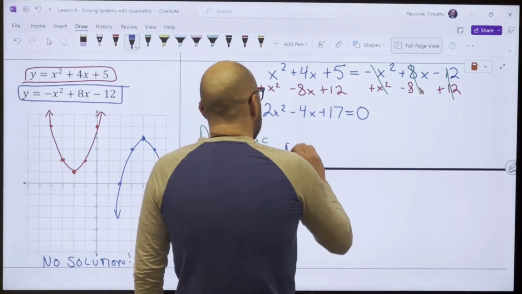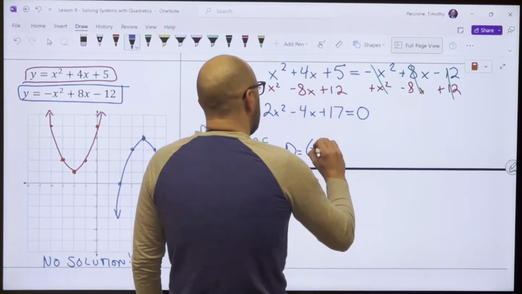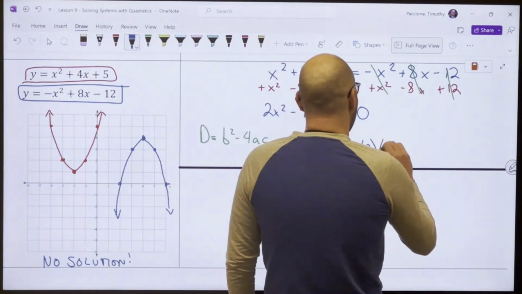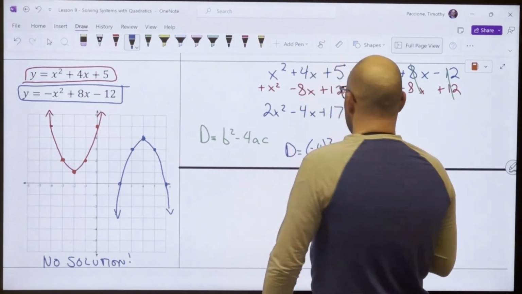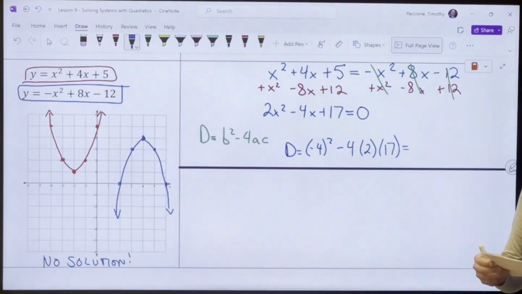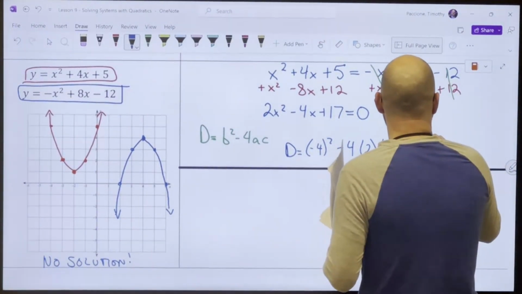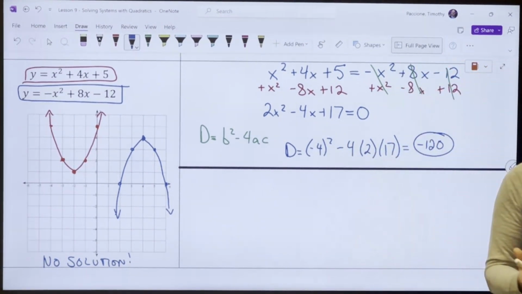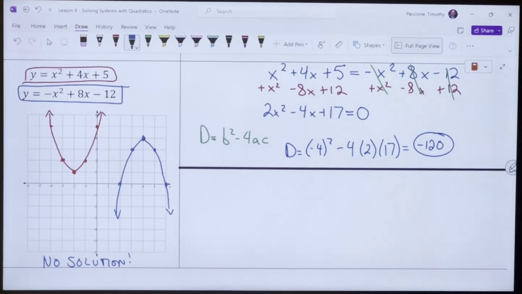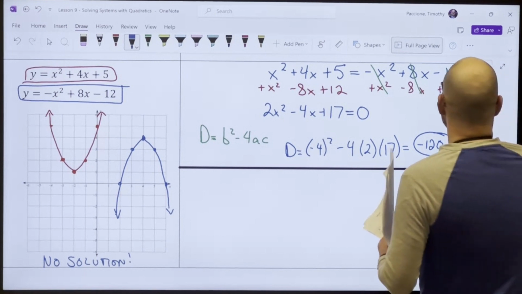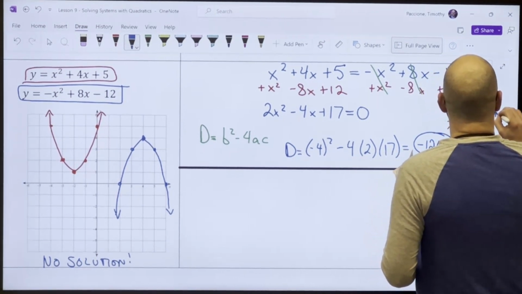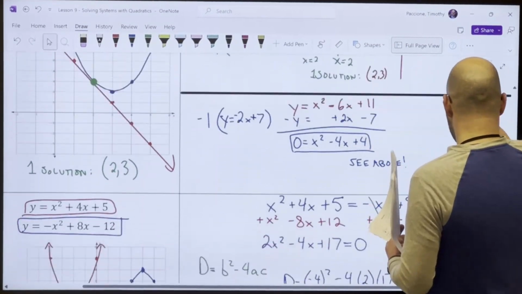Okay, so the discriminant in this case will be negative 4 squared minus 4 times 2 times 17, which is negative 120. So what does that tell me when your discriminant is negative? It's one real solution. Oh, wait. That's 0. 2 imaginary solutions. Okay, so think about what that means.